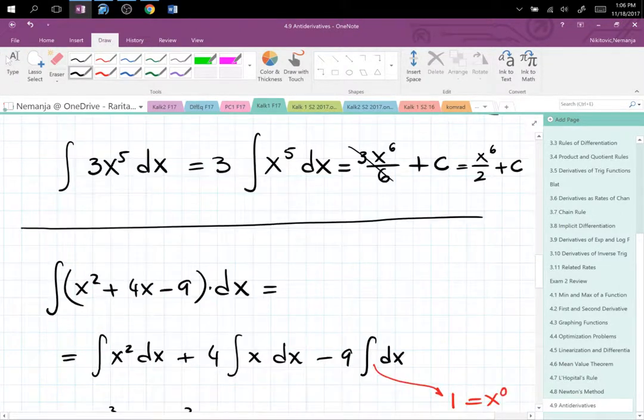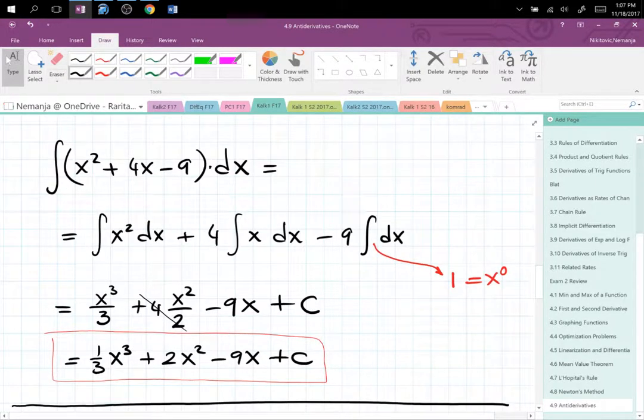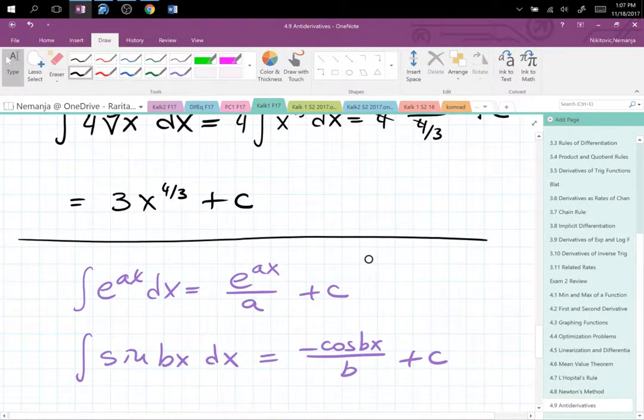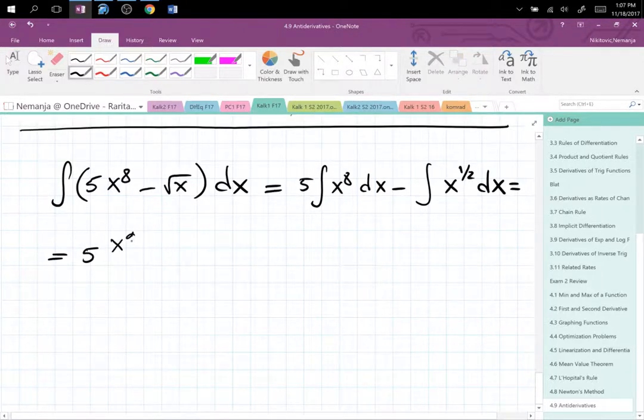See, that's kicking out 5. You kick 5 in front of the integral. So you want 5x to the 9 over 9. Very good. So 5 x to the 9 over 9 minus, 1/2 plus 1. Come on, that can't be that difficult. 3/2, yes. So x to the 3/2 divided by 3/2 plus c.